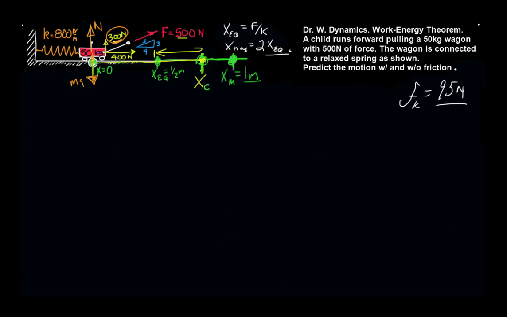So for case D, how far back will it go? So it's going to snap back. Will it reach the equilibrium point? Will it go past the equilibrium point? Can it reach back to x equal to 0? Let's see if we can find out.